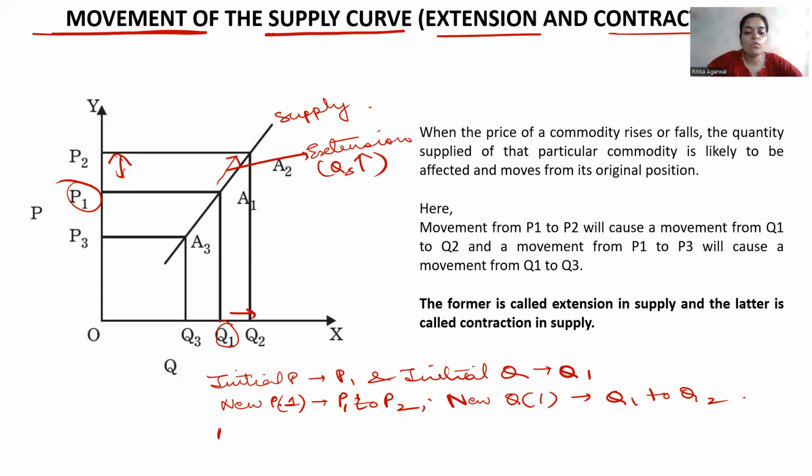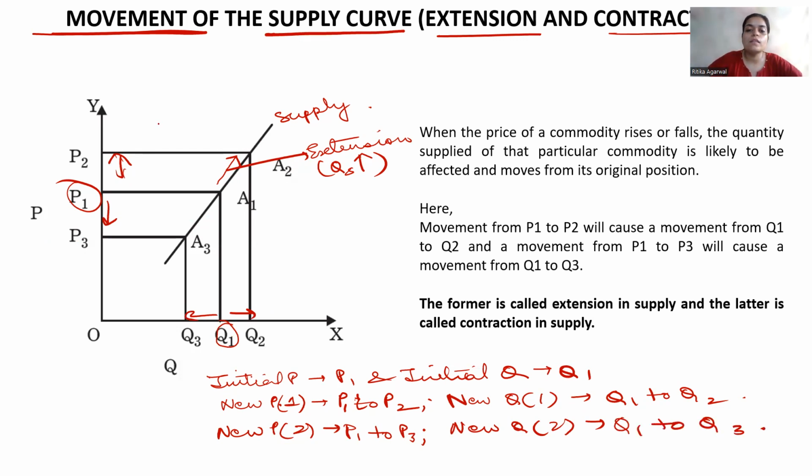Now, on the other hand, suppose the price falls from P1 to P3. So your new quantity will be a little less, from Q1 to Q3. This shows that there will be a change from A1 to A3, depicting a lower quantity supplied, and this will lead to contraction, that is, quantity supplied falls. So movement of the supply curve will show extension and contraction on the same supply curve.